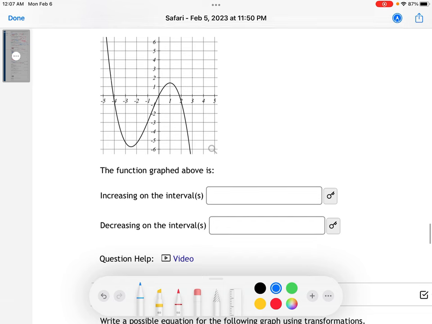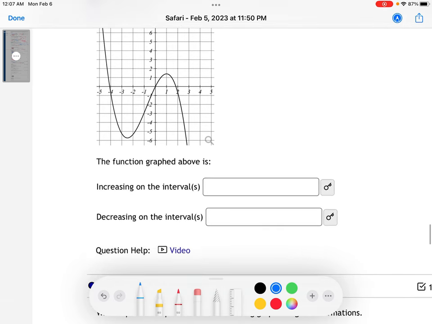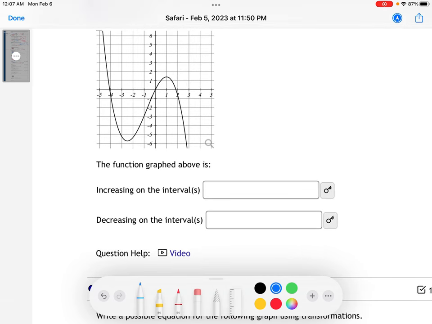Okay, intervals of increase, decrease, really similar to one we did before. Let's just do this fast. Increasing from -2.5 to 1. Decreasing -infinity to -2.5. Union 1 to infinity.